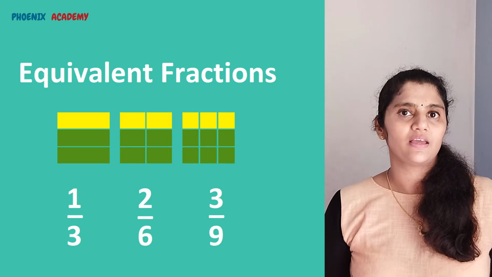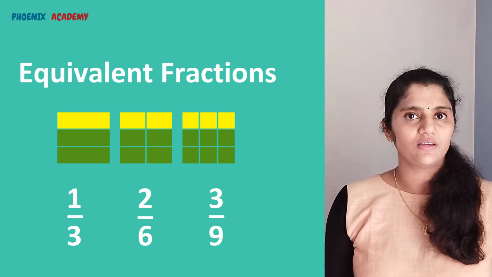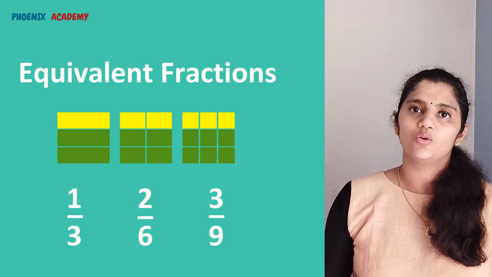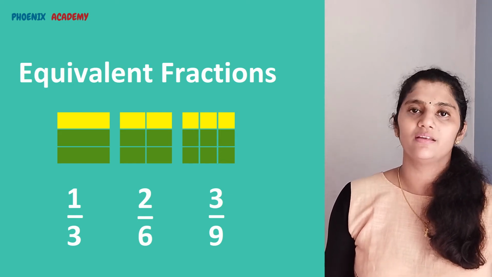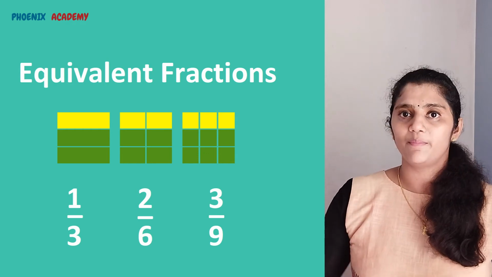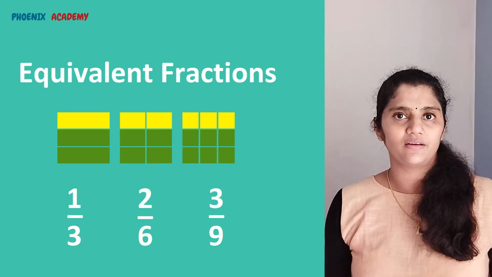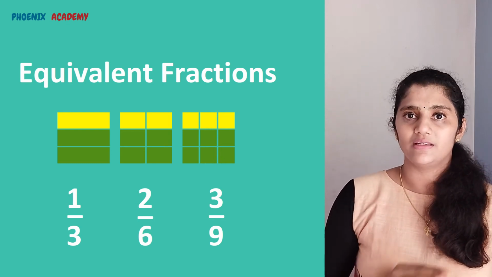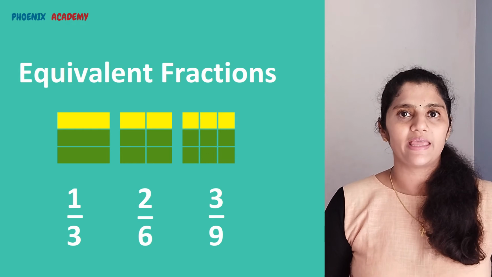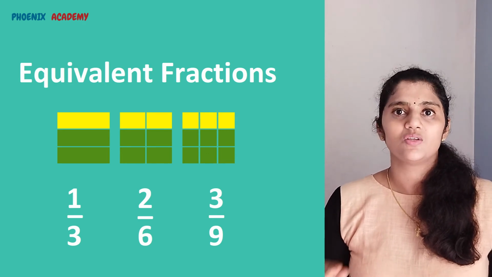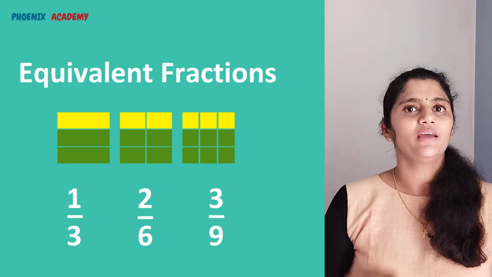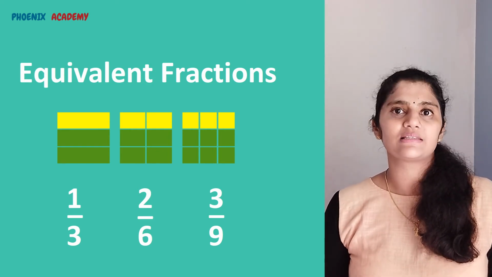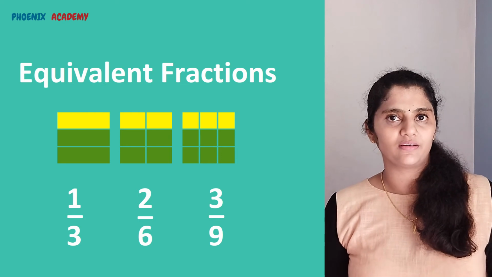Now let's learn about equivalent fraction. See these figures. In these figures, first figure 1 by 3 portion is shaded. In the second figure 2 by 6 portion is shaded. In the third figure 3 by 9 portion is shaded. What do you observe from these figures? In these all 3 figures, the same portion is shaded. So these kind of fractions are called equivalent fractions. 1 by 3 is equal to 2 by 6 is equal to 3 by 9.